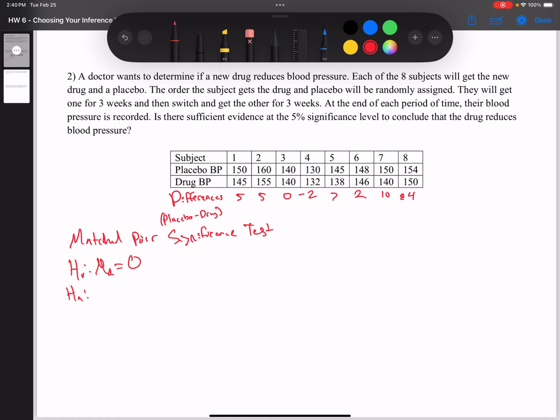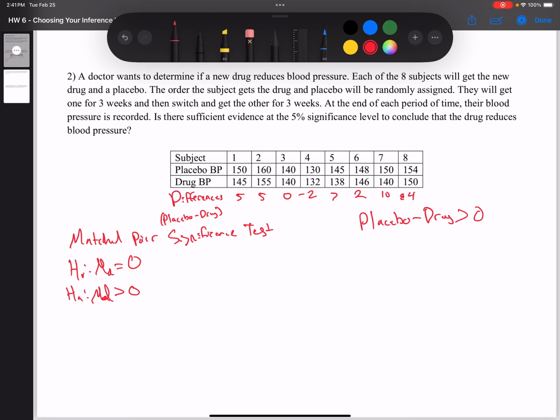But if we're trying to see if the new medicine is better, if we look at the before and after, which one has lower blood pressure? So we're going to look at placebo minus the new drug. If this is a positive number, that means the blood pressure for the medicine is lower than the placebo, which means the drug is doing what it's supposed to do. So we want this to be a positive number, something greater than 0. So our alternative will be greater than 0.